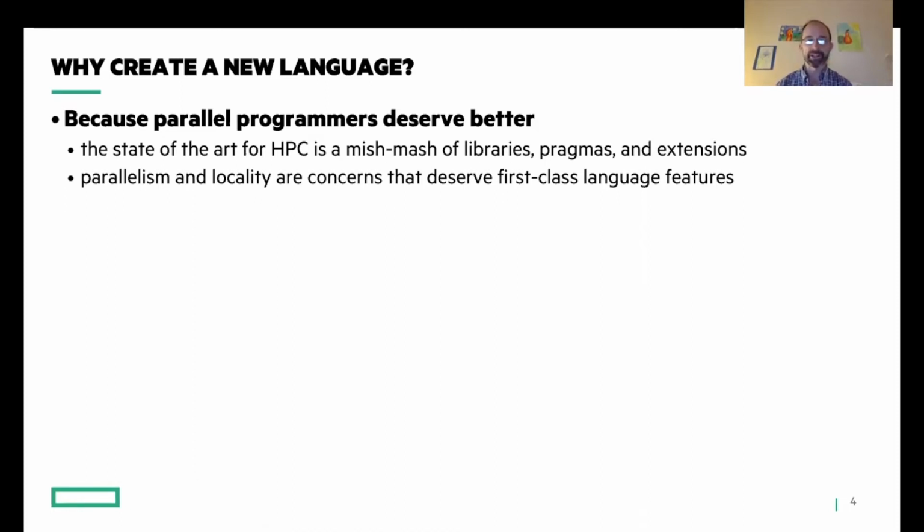And the second part of this is that we think that parallelism and locality are two core concerns for scalable parallel computing that deserve first-class language features and not just to be bolted on or tacked on or added later on. So by designing a new language, we can promote those to first-class concepts.